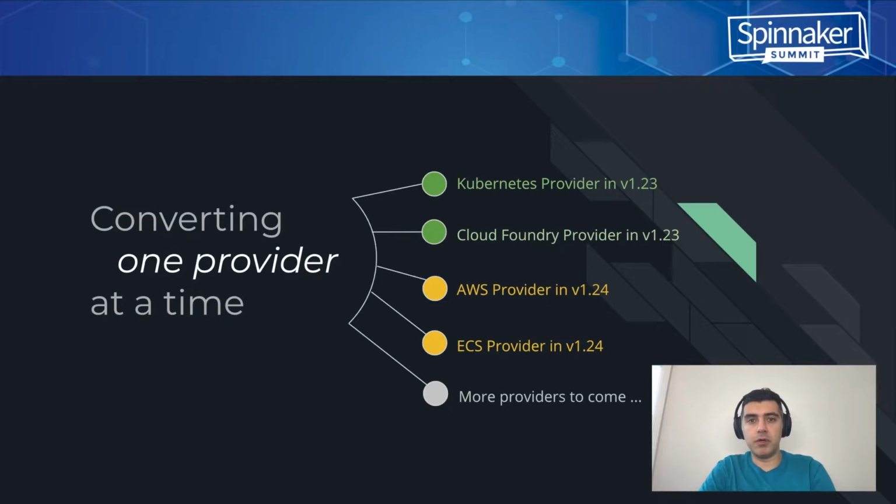So far, we've modified the Kubernetes provider and the Cloud Foundry provider to use the new account management framework. If you're using these two providers from version 1.223 of Spinnaker, you can in fact hook up your external credential sources and dynamically manage your credentials for Spinnaker. We're also actively working on updating the AWS provider and the ECS provider to implement the new account management framework. And the goal is to hopefully have this framework ready and available to use by the users of Spinnaker as part of the Spinnaker 1.24 release. We also hope to continue converting more and more of these providers, of course, and make them available to Spinnaker users in the near future.